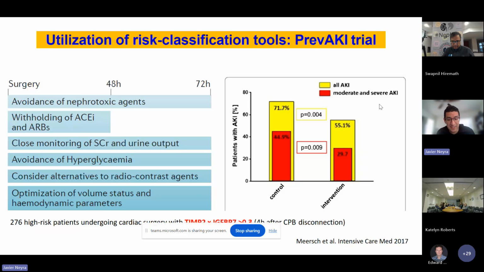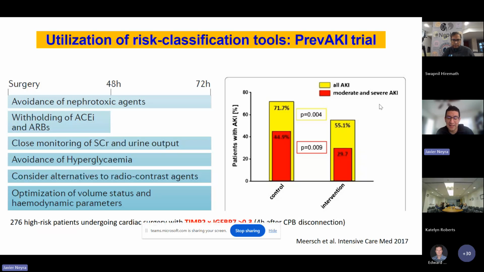This is a small single-center study, the PrevAKI trial, that then had a subsequent multi-center version that showed very similar results. But this was just risk classifying patients after cardiac surgery based on the cell cycle arrest biomarker TIMP2 IGFBP7. If it's positive, the patients were considered at high risk of developing postoperative AKI. They were randomized to an intervention that included a dedicated team that would carry out the KDIGO recommendations to mitigate AKI risk, as you can see on the left side of the slide, versus the standard of care.